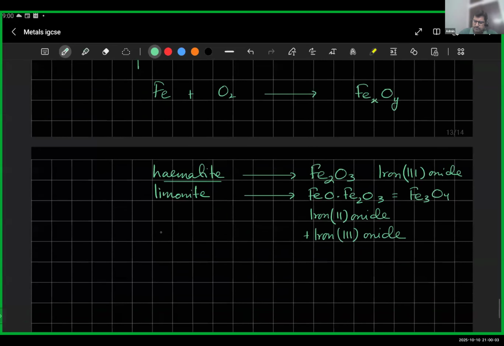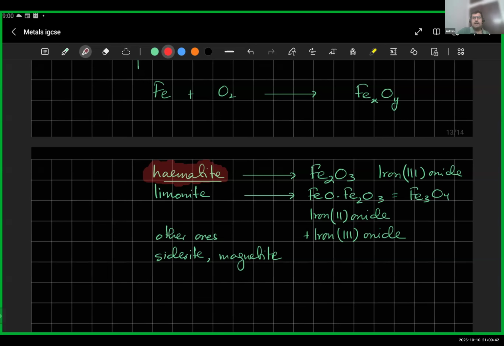There's another one, magnetite. And in the paper they'll give the names, so you don't have to remember all of them. The one that you've got to remember is this one. A lot of times they give limonite or magnetite as well, but they'll write it if they give it. So it will be mentioned.